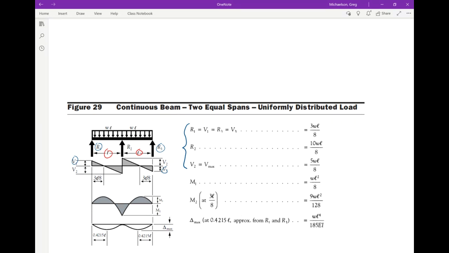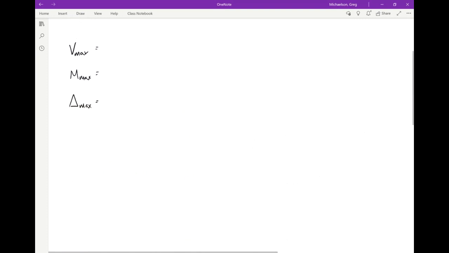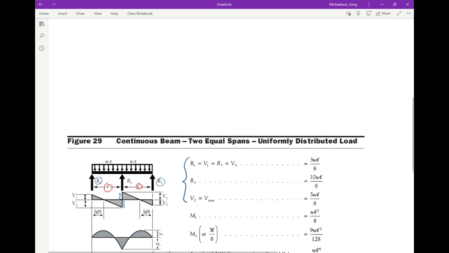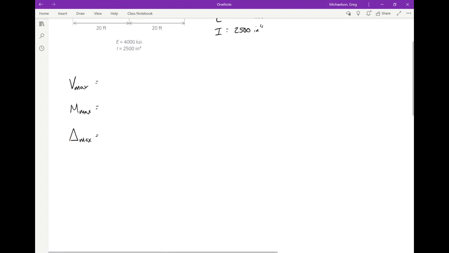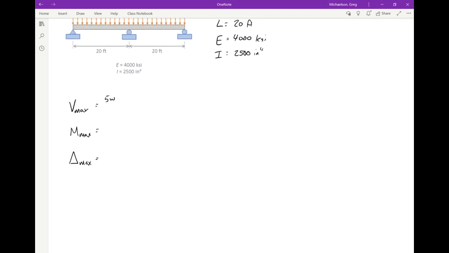That R2 is the jump on the shear diagram right here. Remember, that's how much you jump. But look at the plots and look at the magnitudes. V2 is the maximum magnitude shear on that shear diagram, that magnitude right there and that magnitude right there. Those are the maximum magnitudes of shear, and so that's the equation we're going to use. It says that V max is 5WL over 8. So I'm going to say V max is 5WL over 8.